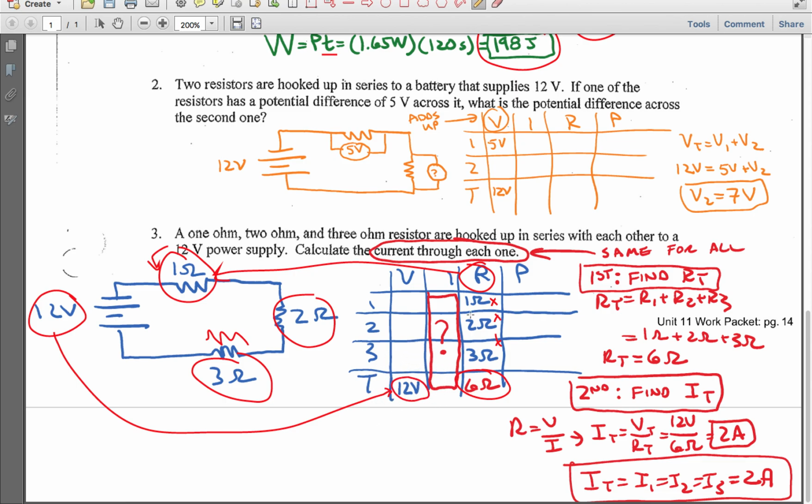So in this case, you should do the total resistance first. And then the second thing you would want to do is determine the current. And once you know the current and the resistance, you could calculate the voltage drop across resistor 1, voltage drop across resistor 2, voltage drop across resistor 3.